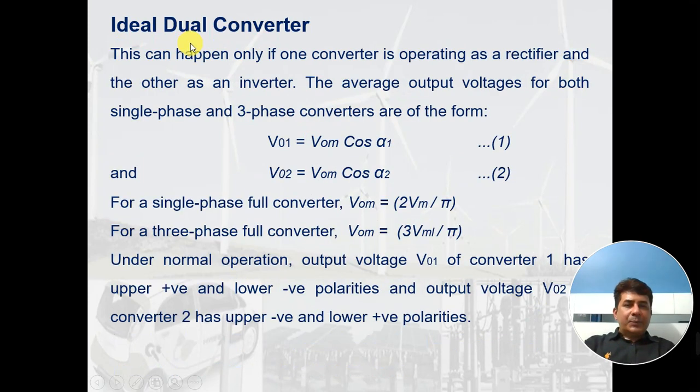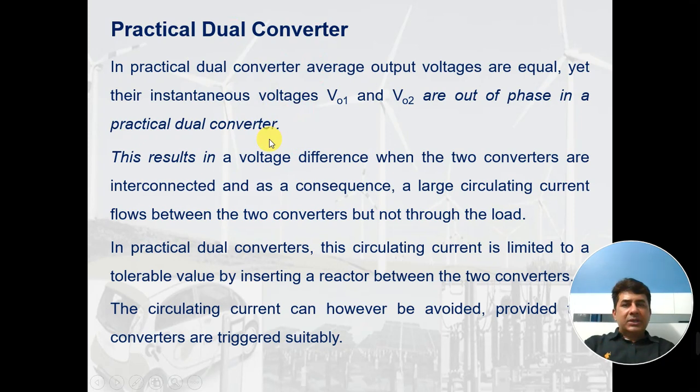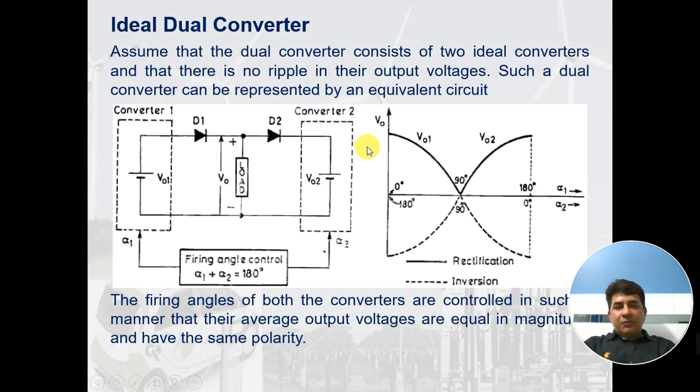But practically, this doesn't happen because the waveforms are different for both the converters. So one converter will have some instantaneous voltage and the other converter will have some other instantaneous voltage, because of which a voltage difference gets created in these two converters. These two converters, I repeat, practically will have the same average value, but the instantaneous voltages of these two converters will not be the same.